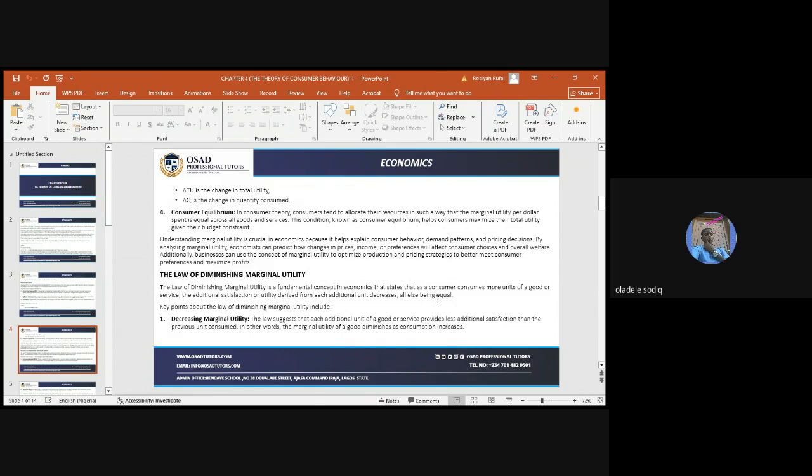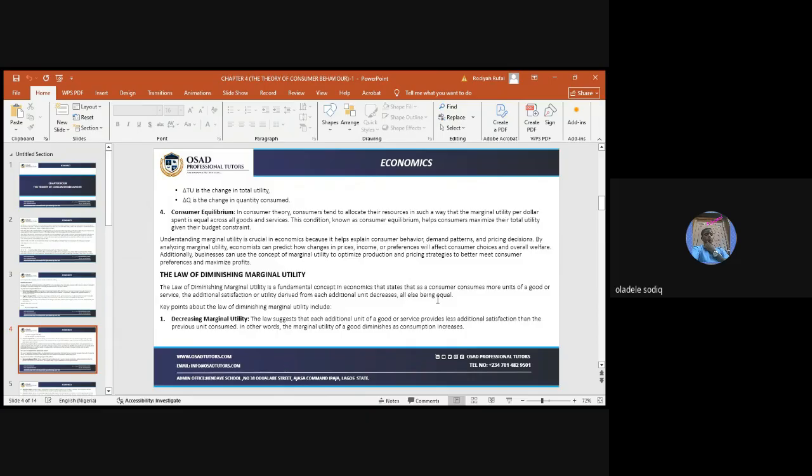The law of diminishing marginal utility states that the more units of a good you consume, the additional satisfaction you derive will reduce. So for example, like I said earlier, if you are drinking one bottle of Coke now, and you finish one bottle, you take another bottle again. That additional one that you take will begin to reduce your utility, until you get to a point whereby you won't be able to consume more again. That is what we call diminishing utility.